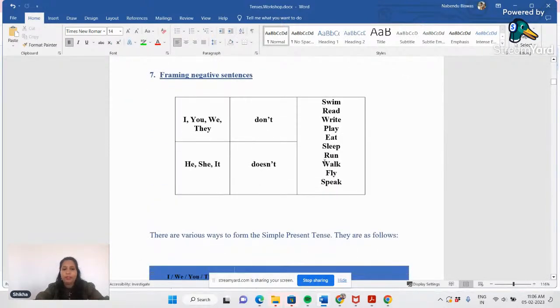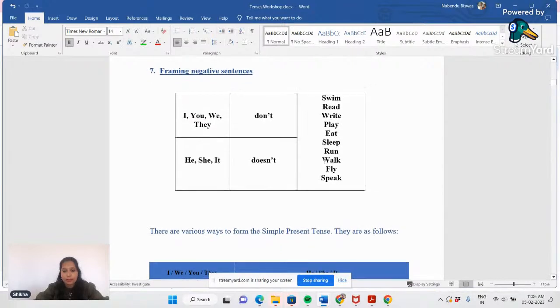So when framing negative sentences, we generally use contractions of do plus not or does plus not, that is "don't" or "doesn't". So when do we use "don't"? We use "don't" with again plural subjects like I, you, we, they, and we use "doesn't" with he, she, it. Okay, so I don't swim, you don't write, they don't read, or he doesn't play, she doesn't walk. Okay, this is how we frame negative sentences.